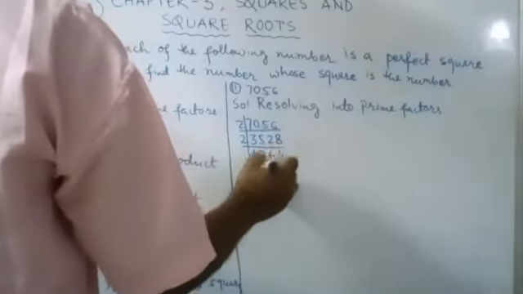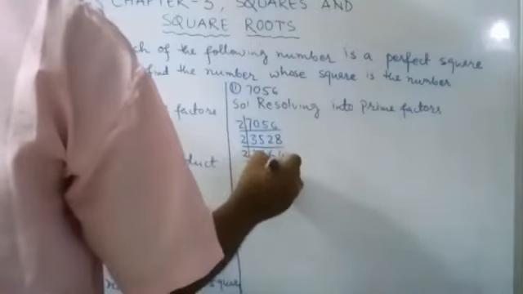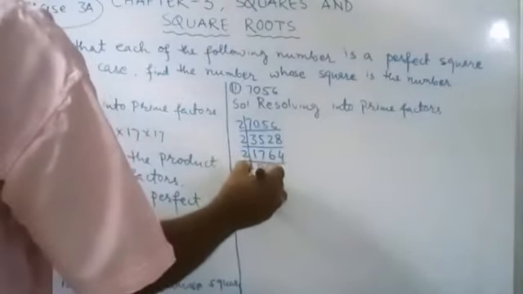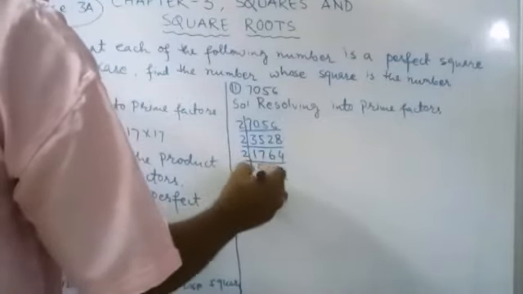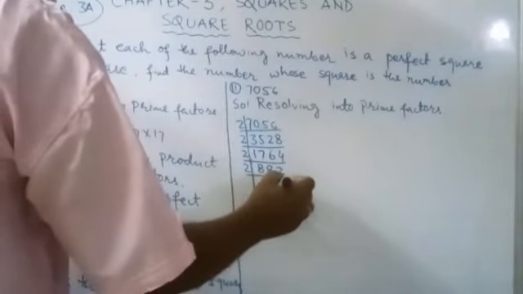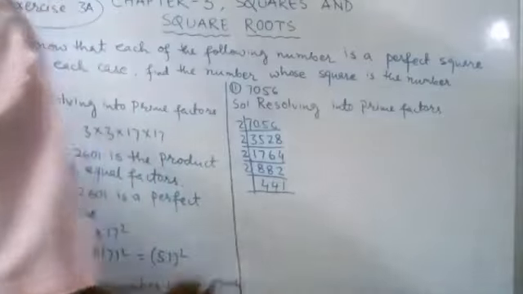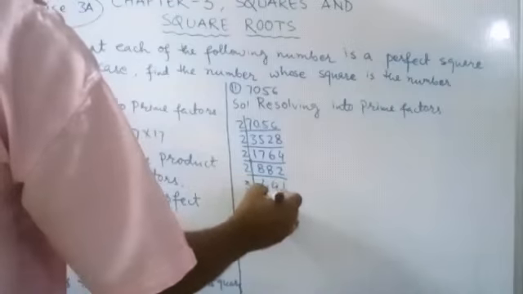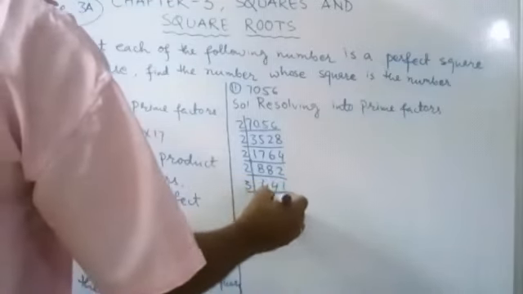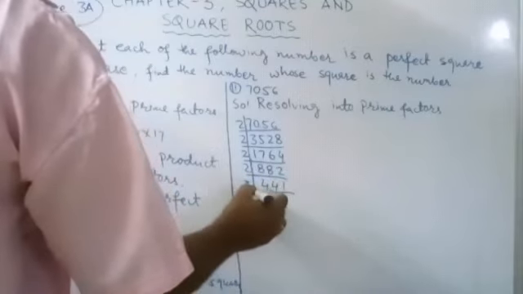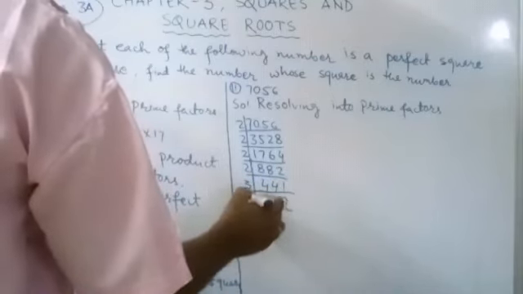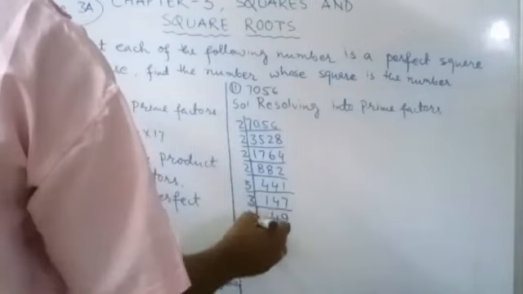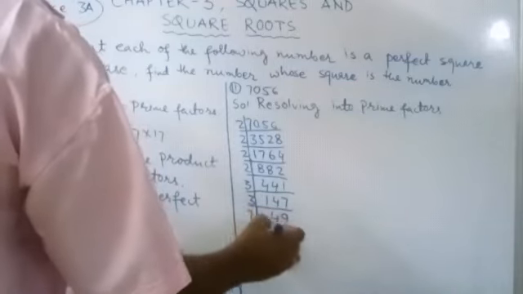2 4s are 8, 2 8s are 16, 2 2s are 4, 2 4s are 8, 2 4s are 8, 2 1s are 2. Now 441 is again divisible by 3. 3 1s are 3, 3 4s are 12, 3 7s are 21, 3 4s are 12, 3 9s are 27, and 49 is divisible by 7.